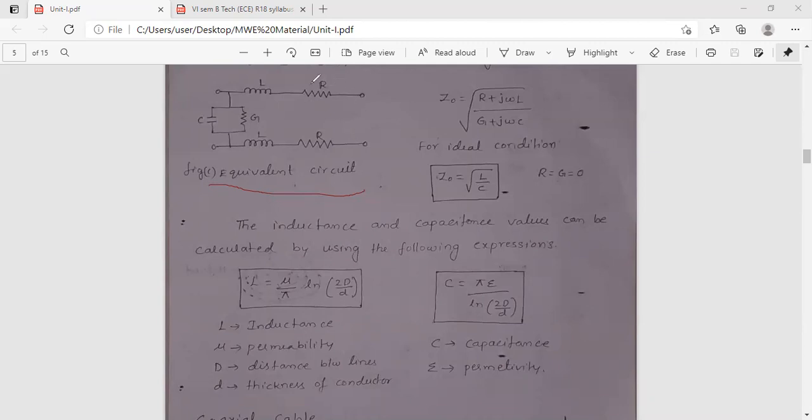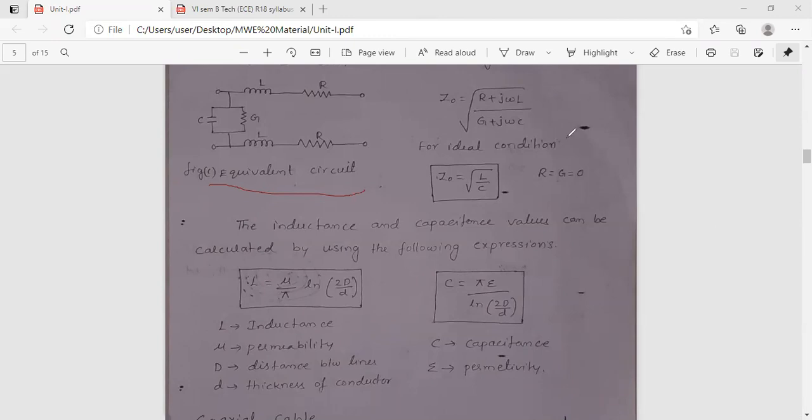So R, L, G, C is the equivalent circuit diagram, which involves the parameters inside a two-wire transmission line. And this is how the impedance can be calculated, using the expression root of (R plus j omega L) by (G plus j omega C).